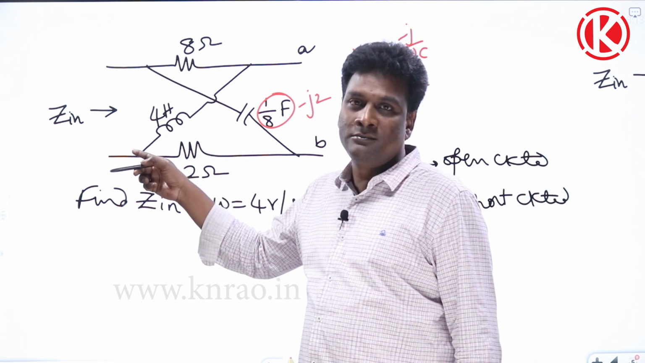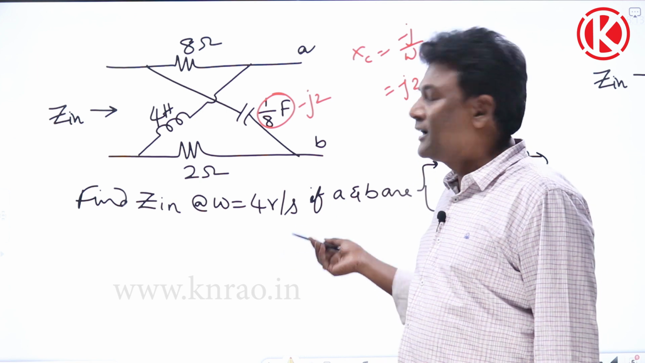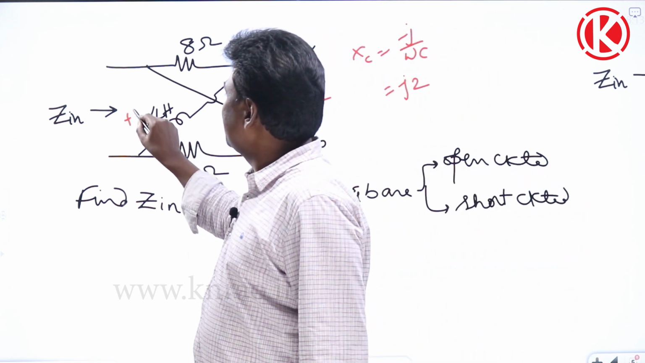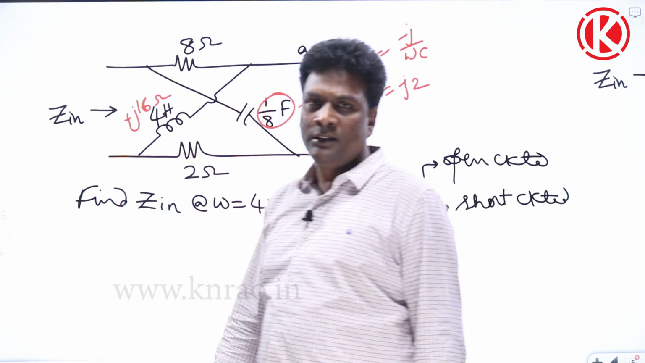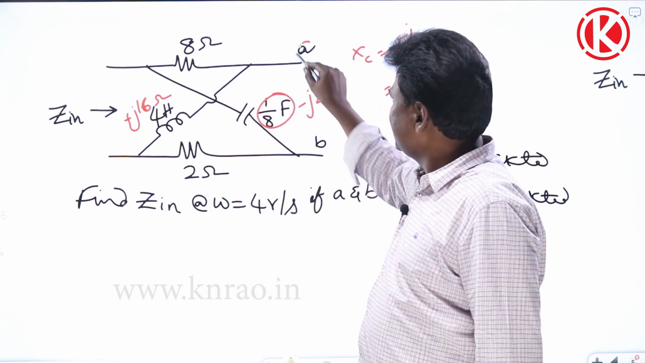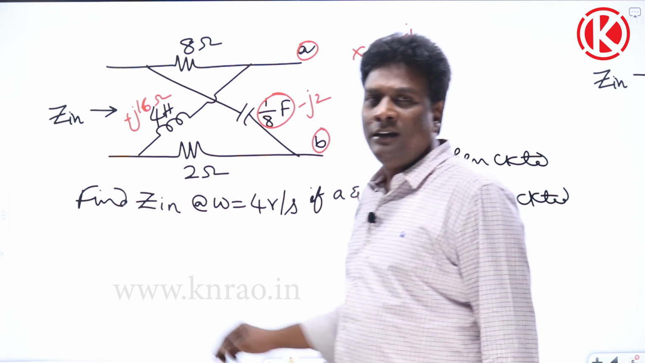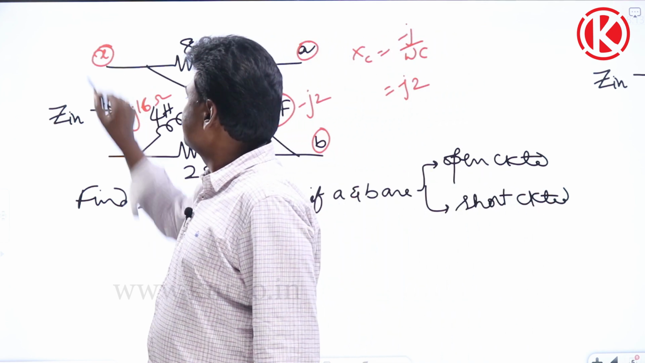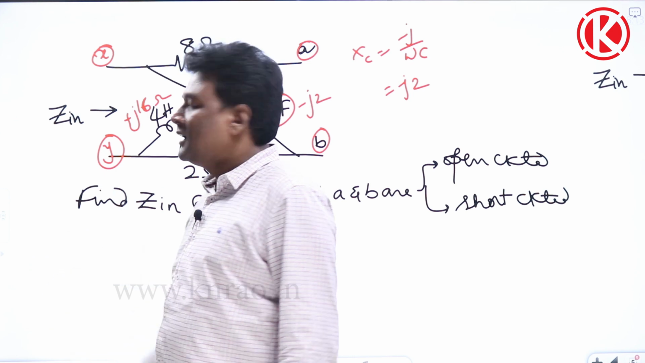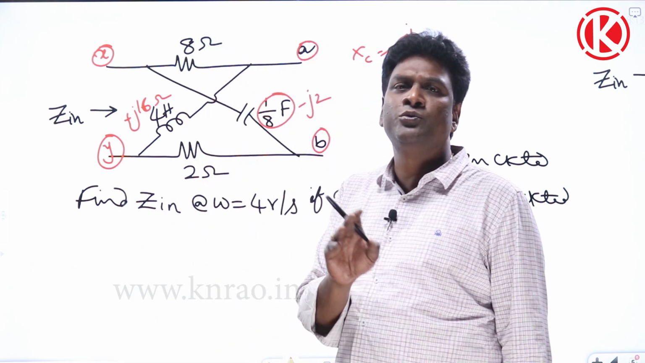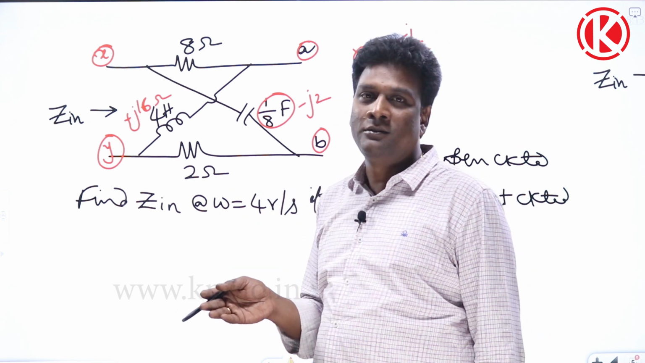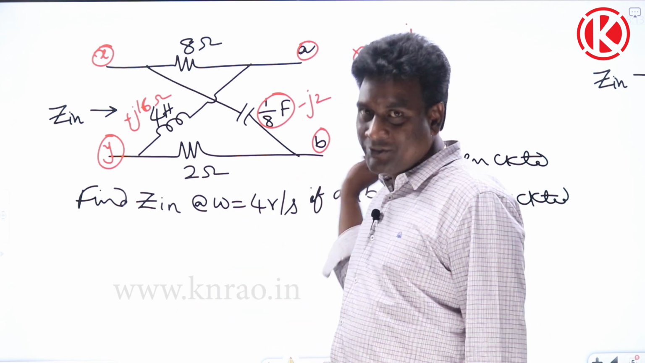And 4 henries plus J omega L. Omega is 4 radians. So this is going to be plus J 16 ohm. When it is open circuit. This is A and B they have given. Let me consider this as X, this as Y. And in short circuit conditions, in our sessions also, I clearly said whenever you find long short circuit path, give node numbers. That we are going to see later.